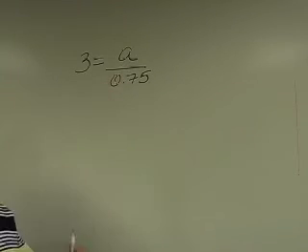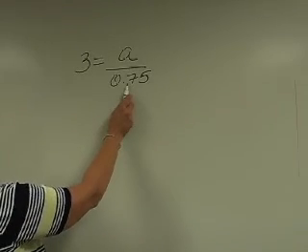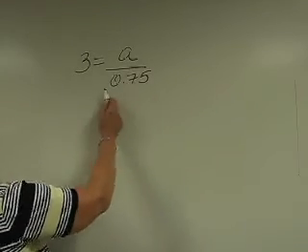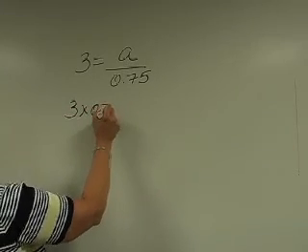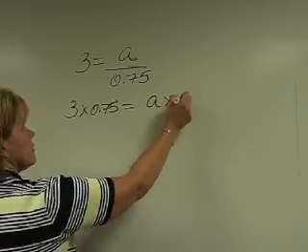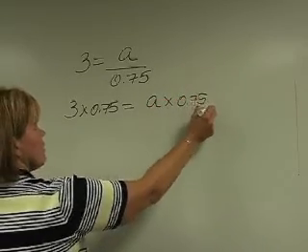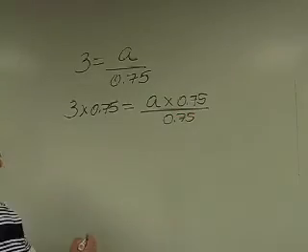A is being divided by 0.75. So the only thing we can do is the opposite of division, and that is multiply. What we do to one side of the equation, we have to do to the other side. So we're going to multiply both sides by whatever is in this denominator. So it'll end up being 3 times 0.75 equals A times 0.75, and pick that up from the original equation.